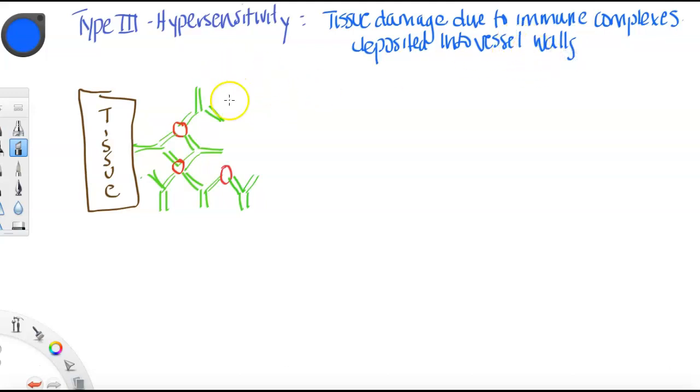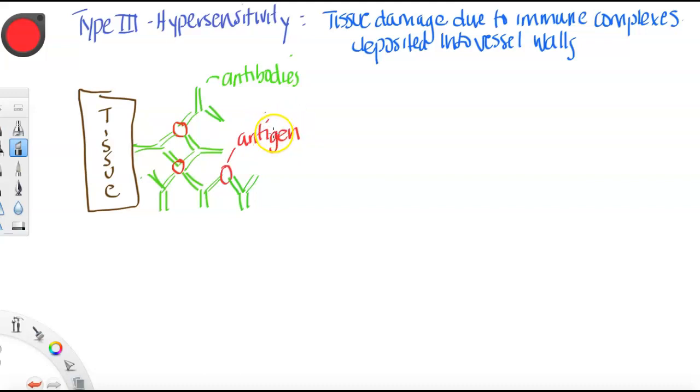So basically this green and red thing, this is the complex. The green things are antibodies, and they're bound to some antigen. And these little complexes, these little aggregations of antigen and antibodies that form together, where do they do this?